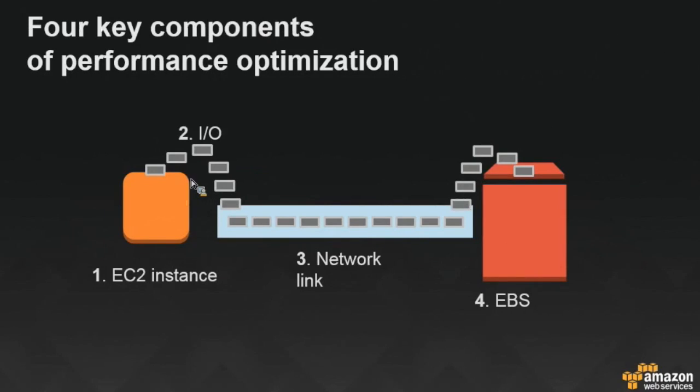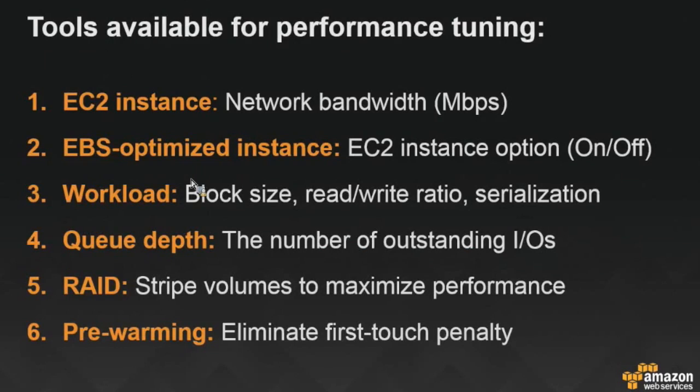There are four key areas where we can make decisions when we're maximizing performance. The first one is the EC2 instance, and we'll spend some time talking about the characteristics of EC2. The I/O, understanding what I/O you're sending from your application and making sure it's optimized appropriately. The network link, because as we mentioned, EBS is network attached block storage, so the link between EC2 and EBS is important. And then the EBS volume itself, the size of the volume or the number of IOPS you've configured.